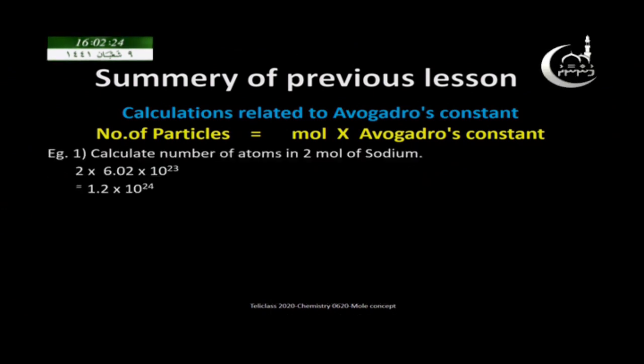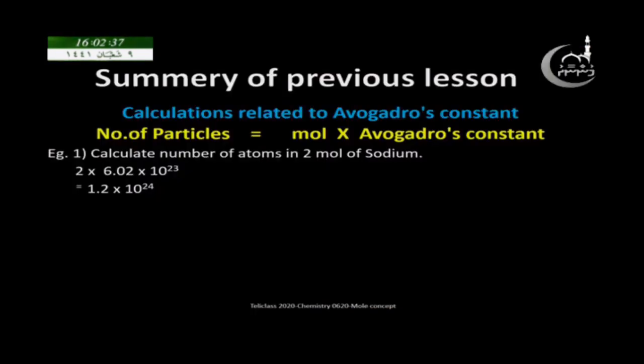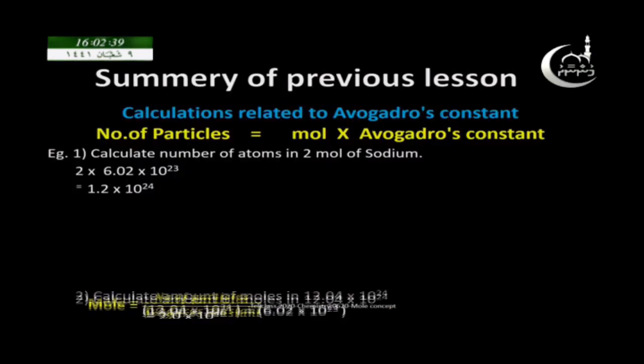One of the examples seen here: calculate the number of atoms in 2 moles of sodium. So, the moles data is given here, 2 moles. So, simply 2 times Avogadro's constant. So, we will get the answer as this number, which is the number of particles in 2 moles of sodium.